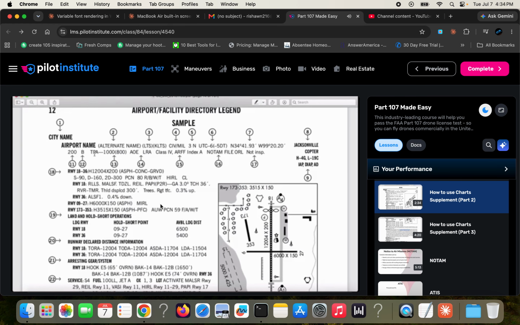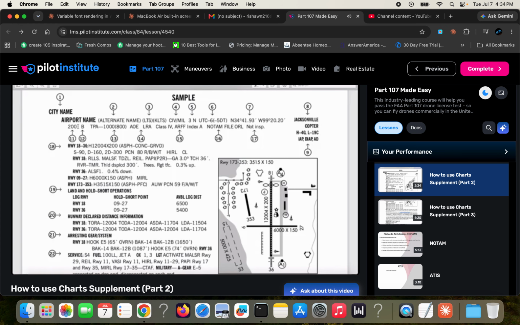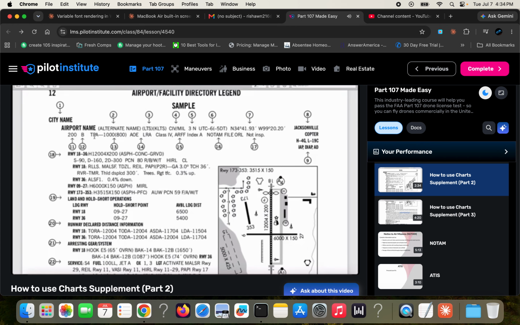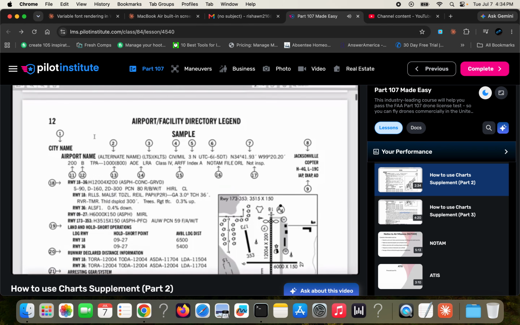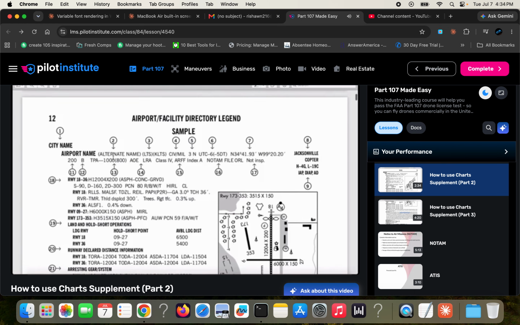TPA right here stands for Traffic Pattern Altitude, number 11. 200 is going to be the airport elevation. B is going to tell you if there is a beacon under 12 right here. TPA right here stands for Traffic Pattern Altitude, and that's number 13. That traffic pattern altitude is going to be 1,000 feet MSL, mean sea level, and 800 feet AGL.